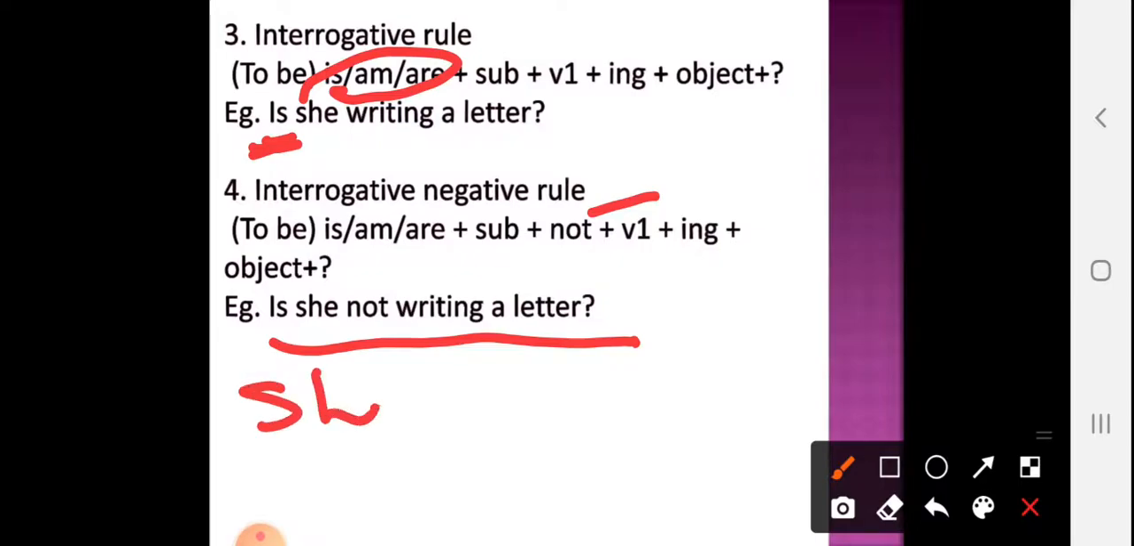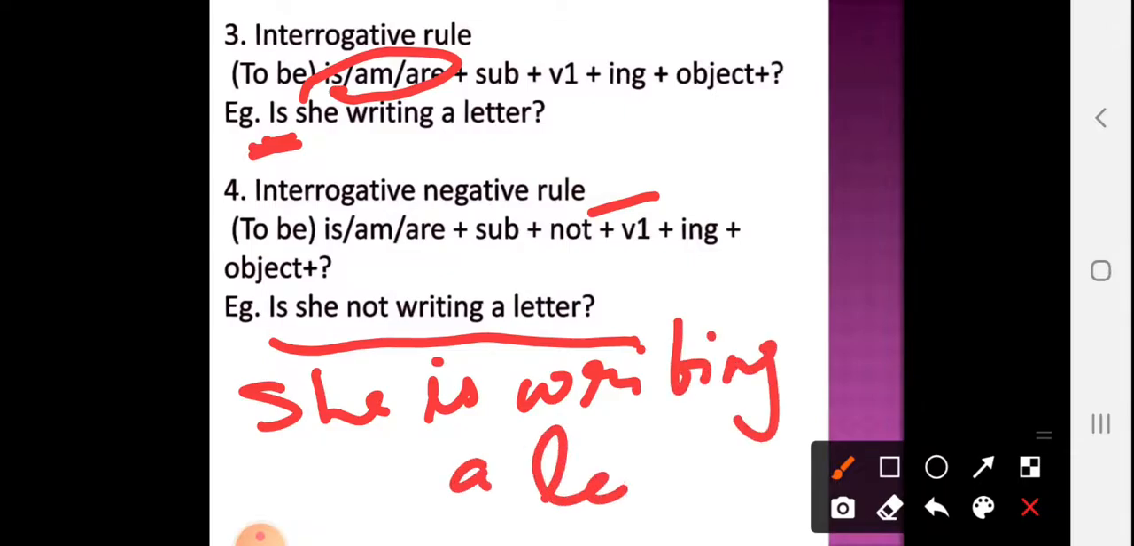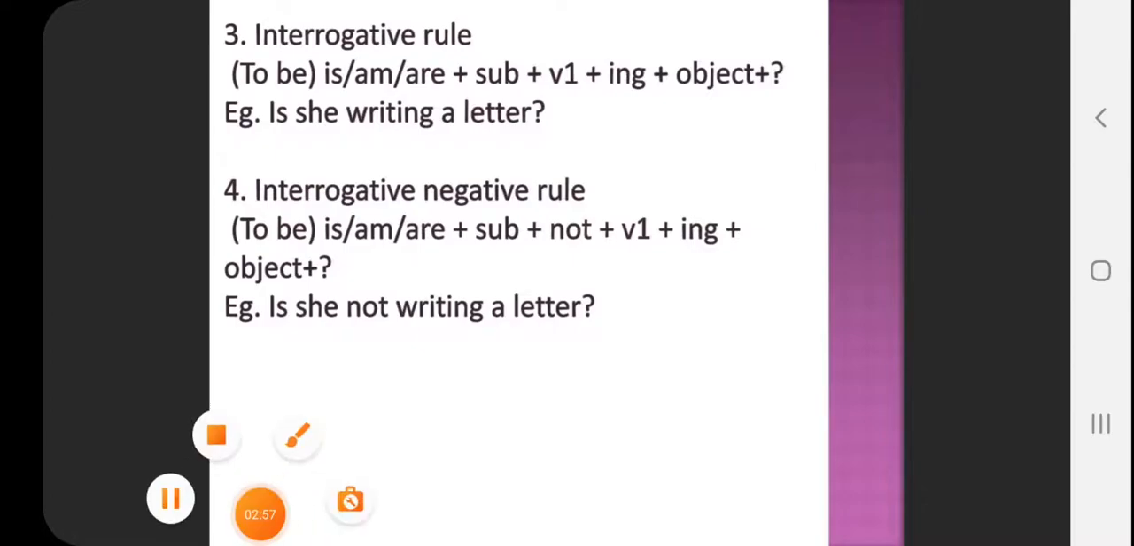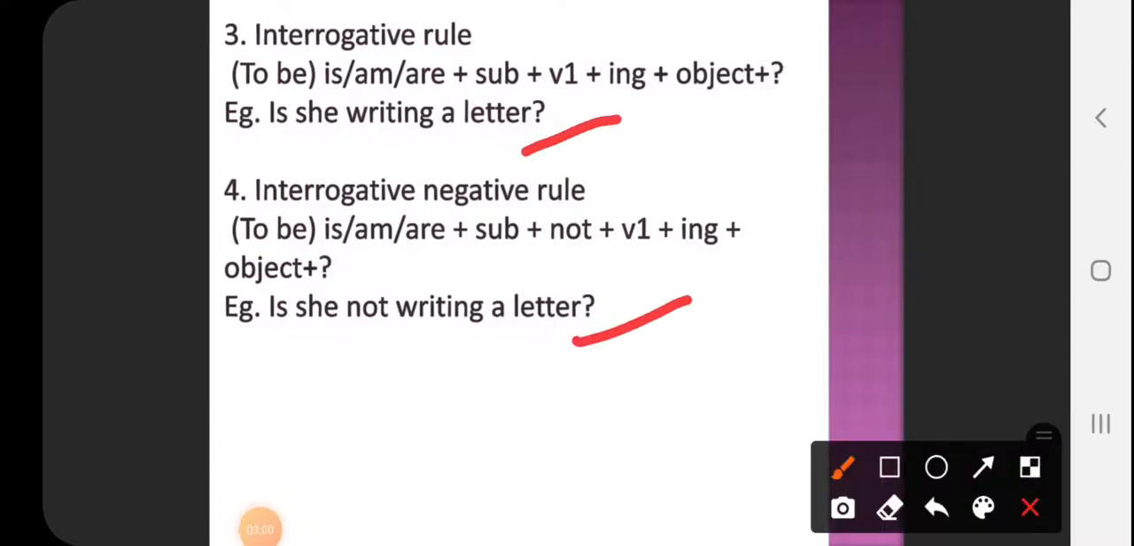The sentence was she is writing a letter. You can see is is the helping verb. When you convert this into negative, you add not here: she is not writing a letter. And when you change the same sentence into interrogative form, you bring is to the beginning and the sentence becomes: is she writing a letter? Question mark. When the sentence is interrogative, we need to add a question mark at the end of the sentence.